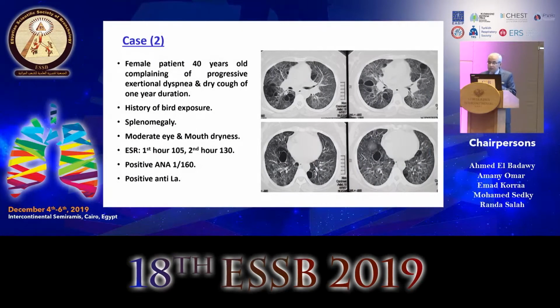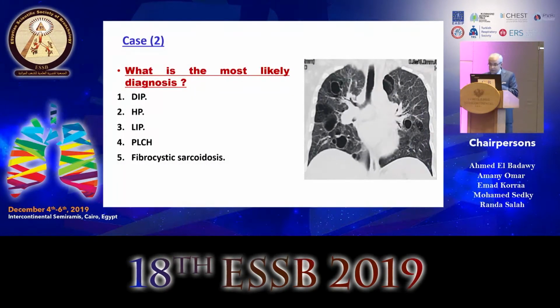Another case, a 40 years old male patient with significant sicca manifestations, elevated sedimentation rate, anti-Ro and anti-La positive. He is coming with this cystic pathology in the lung. If you look at the coronal formatted image, you can count the cysts. What is the most likely diagnosis in such a case?